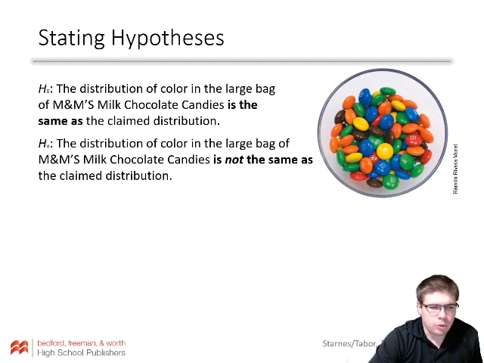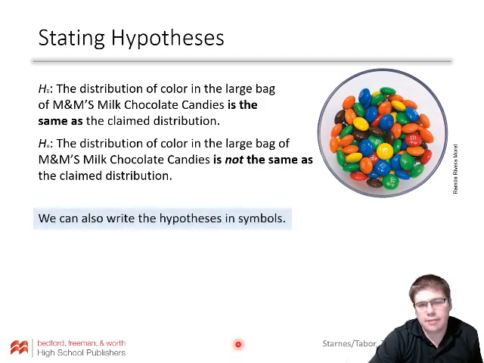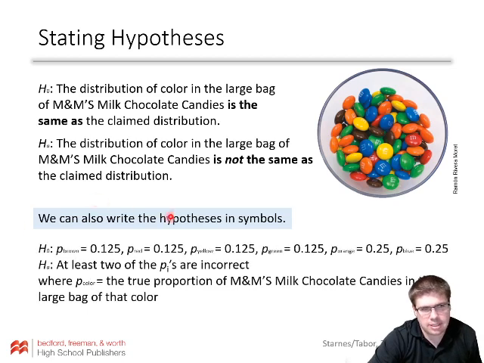So you could write this in symbols as well. Oftentimes you also are allowed to write your hypotheses for Chi-Square in words like this. But if you wrote it in symbols, it would look something like this, and it gets kind of long. So you could say proportion of brown is 12%, proportion of red, and so on and so forth: yellow, green, orange, blue. So we have all those proportions match what they claim. And then the alternative hypothesis is that at least two of the proportions are incorrect. Because if one's incorrect, then another has to be incorrect. So that's kind of why they say that.